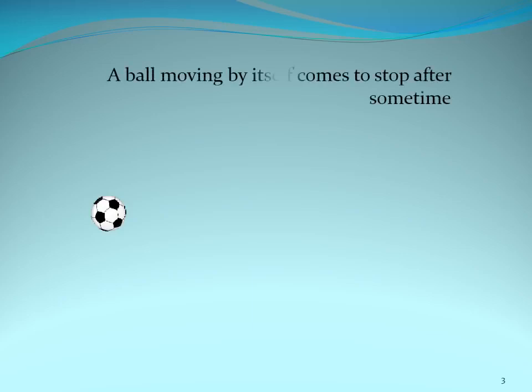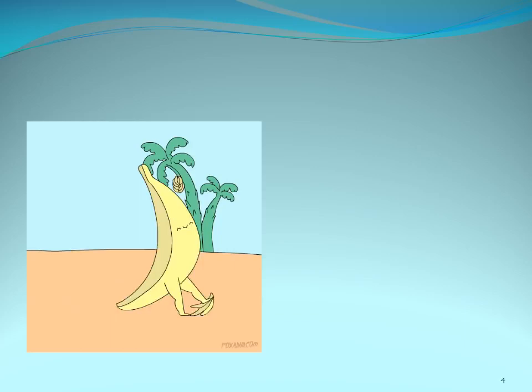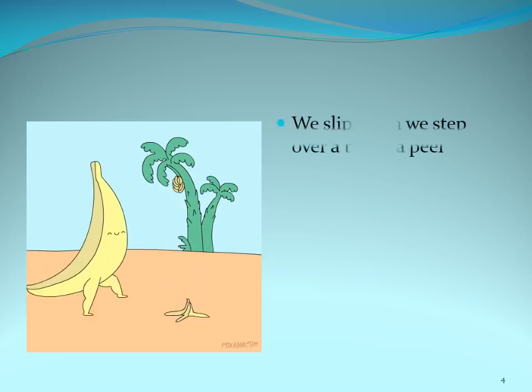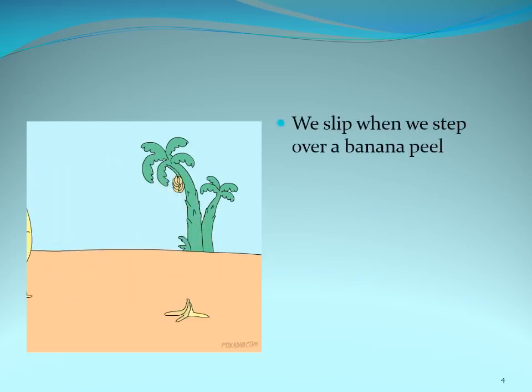Let us consider a moving ball. If the ball is free to move by itself without any force acting on it, it will come to stop after some time. How does it come to stop by itself? Think of it. Consider another case. When we step over a banana peel, what will happen? We slip and fall, isn't it? Why is it so?